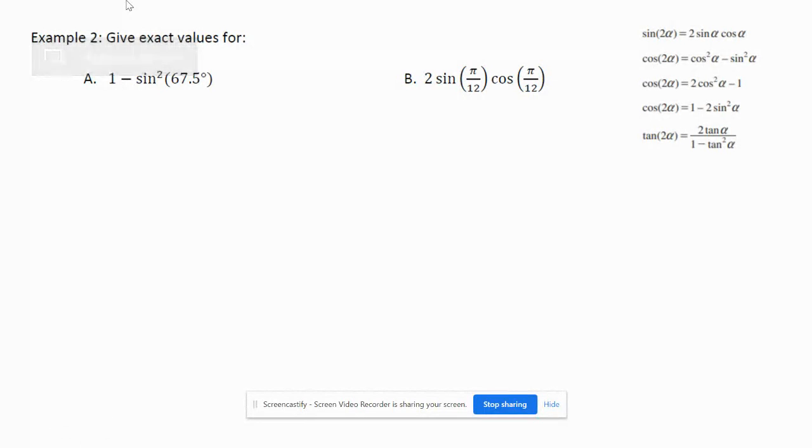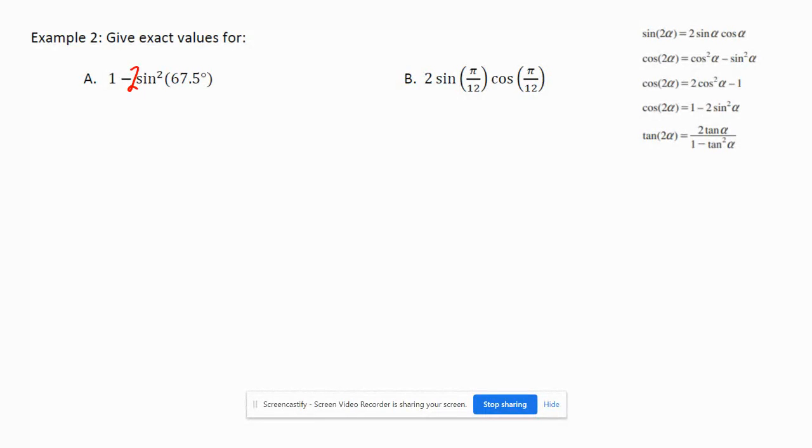Okay, so what we have over here is a few more identities that we need to get good at using. Guys, there's a typo here. Please write in a 2 into your notes right there. There should be 1 minus 2 sine squared 67.5. Sorry about that, guys.